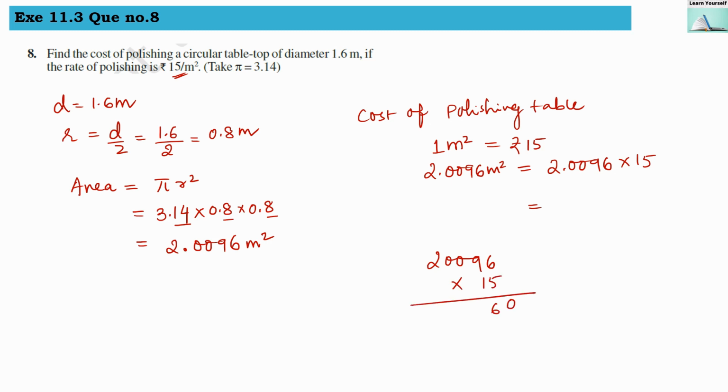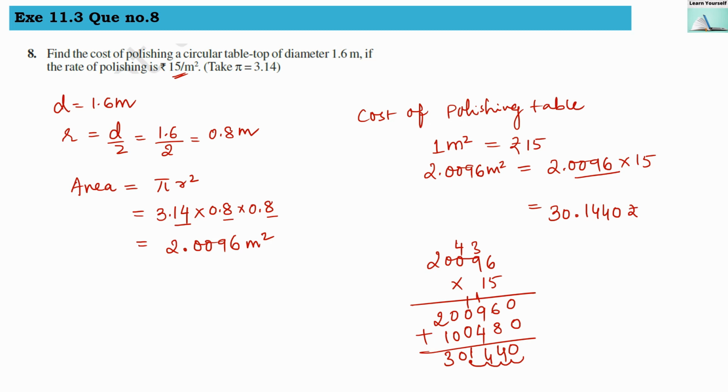So 0, 6, 9, 0, 0 and 2. Since it is 1, we can copy this. Then 5. 5 6s are 30, 0, 3 carry over. 9 5s are 45 plus 3 is 48. 8 and 4 will be carry over, that will come down. 5 with 0 is 0, then again 10. So 0 here is 301440. Now how many decimal points are there? So there are 4. So let us count from the 1's position. 1, 2, 3 and 4. So it is going to be 30.1440 rupees, which will be the cost for polishing this tabletop.